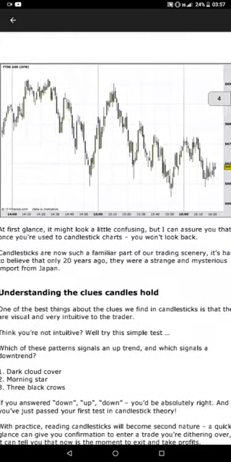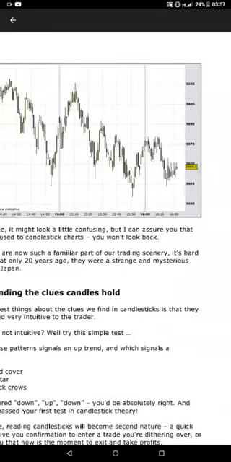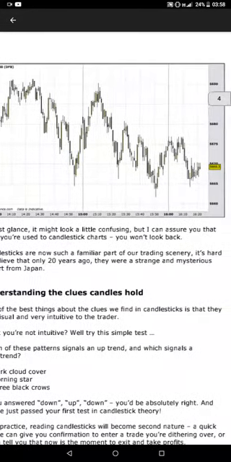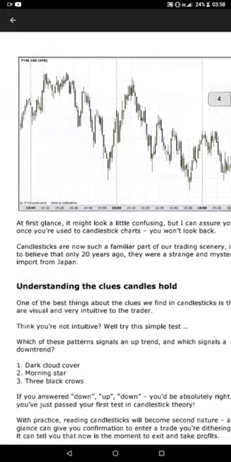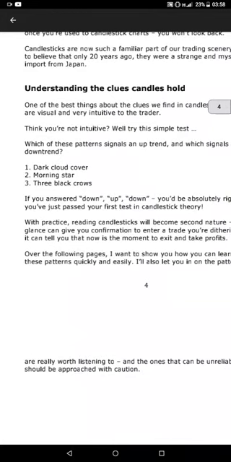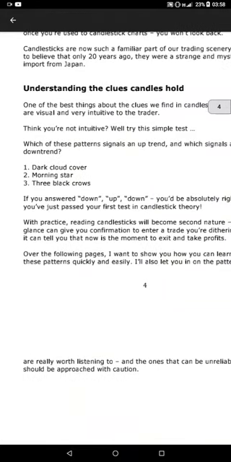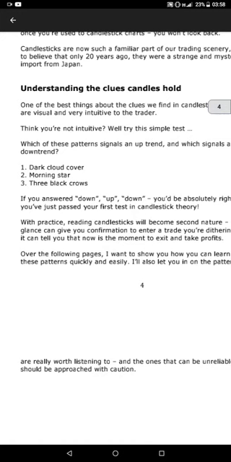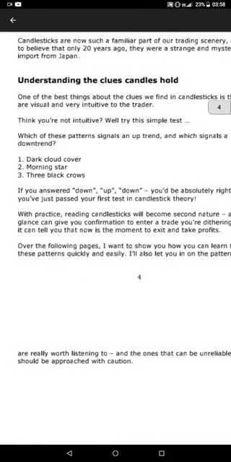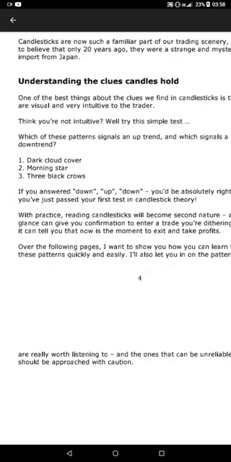Candlesticks are now such a familiar part of our trading scenery. It's hard to believe that only 20 years ago they were a strange and mysterious import from Japan. Understanding the clues candles hold. One of the biggest things about the clues we find in candlesticks is that they are visually and very intuitive to traders.